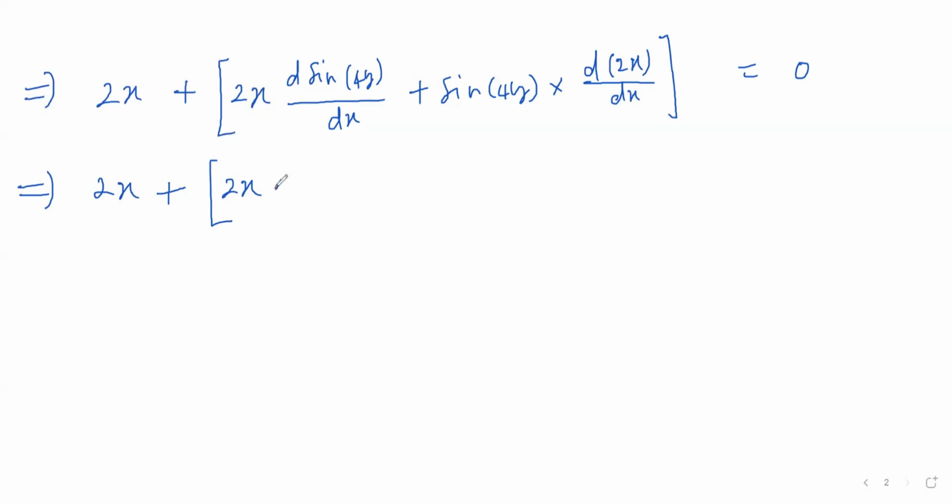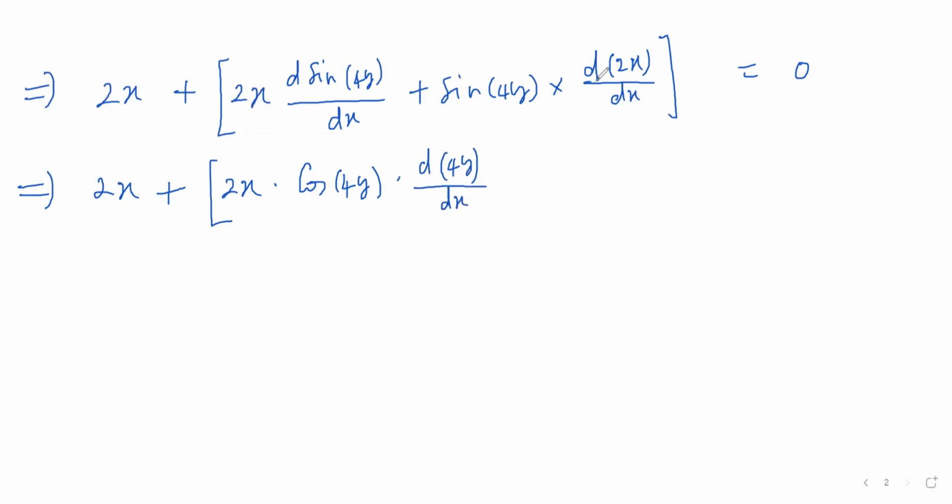So it's 2x multiplied by cos of u, which is, you're going to substitute 4y in place of that. So you differentiate the sine function, which is the outer function, and you get cos, and then you're going to substitute 4y in the domain. So you're going to get cos of 4y. Then you multiply this by the derivative of 4y with respect to x.